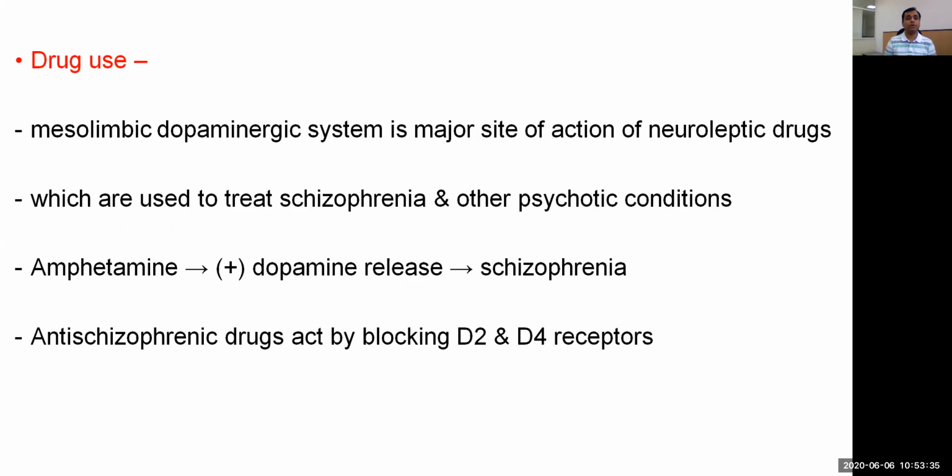The mesolimbic dopaminergic system is the major site of action of neuroleptic drugs, which are used to treat psychological disorders like schizophrenia and other psychotic conditions. Amphetamine stimulates dopamine release and thereby is a drug of choice in schizophrenia. Antischizophrenic drugs act by blocking D2 and D4 receptors.